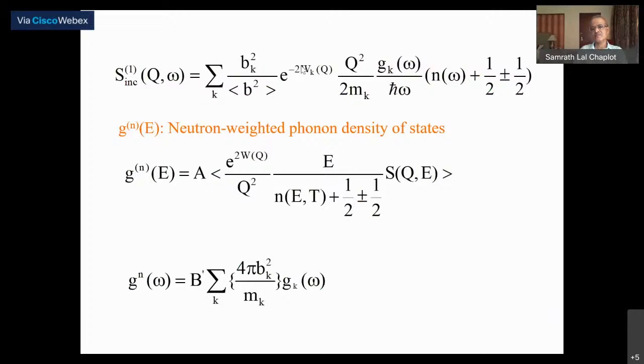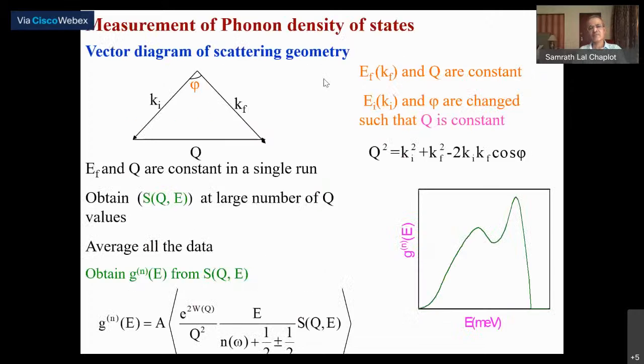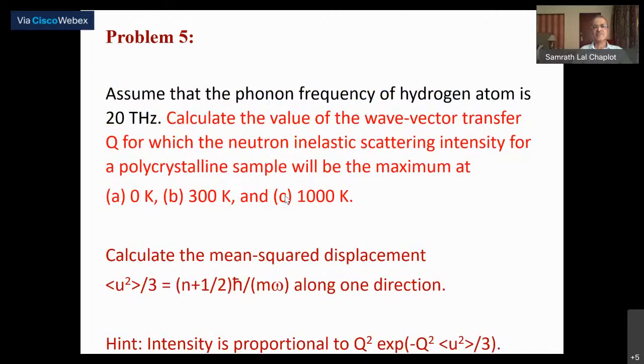And of course, in the problem that we just discussed, I'm just assuming that my phonon density of states is just a delta function at a frequency equal to 20 terahertz. Not omega, sorry, the frequency, not the angular frequency. So just take a delta function, and there is only one atom, so this sum is just one. Those are energy dependent terms. As far as Q dependent terms are concerned, there are only two terms: Q square U square and 2W. The temperature is important because the U square is temperature dependent.